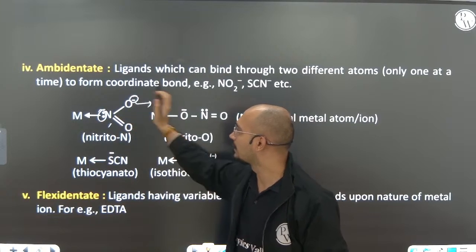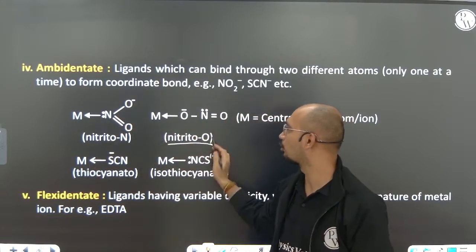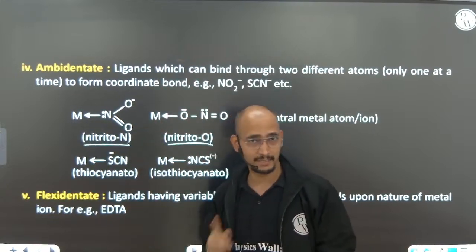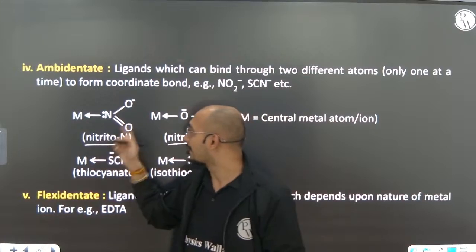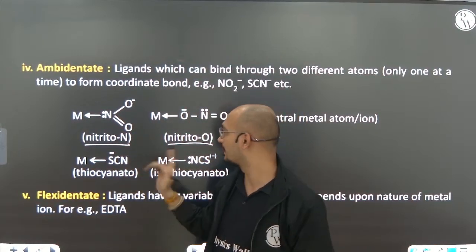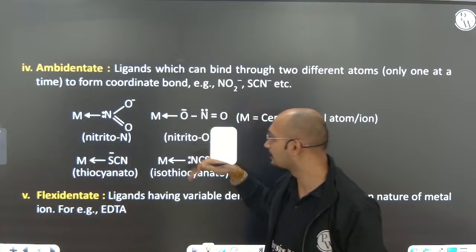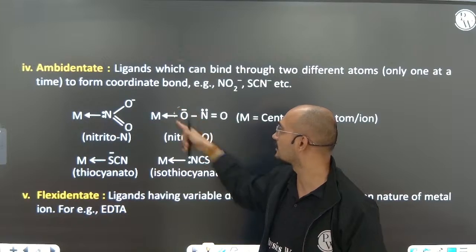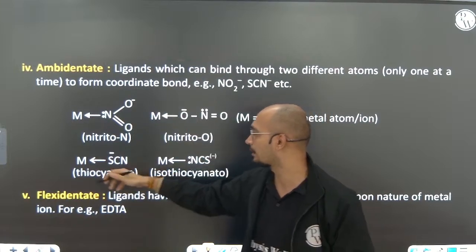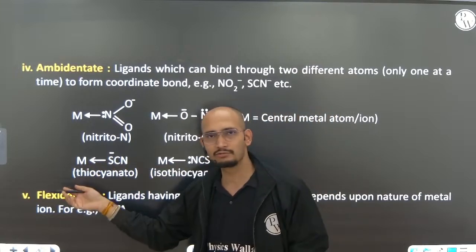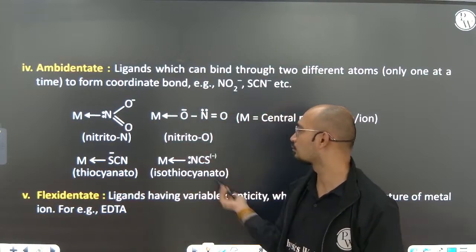If it is donating through oxygen, it will be called nitrito-O. If it is donating through nitrogen, it is called nitrito-N. Can you see? So if nothing is given, and it says only nitrito, it may be nitrito-N as well as O. So when it is just nitrito, you will have to consider it is nitrito-O. Okay. Now thiocyanato or isothiocyanato. If it is giving through sulfur, it is thiocyanato; through nitrogen, isothiocyanato.